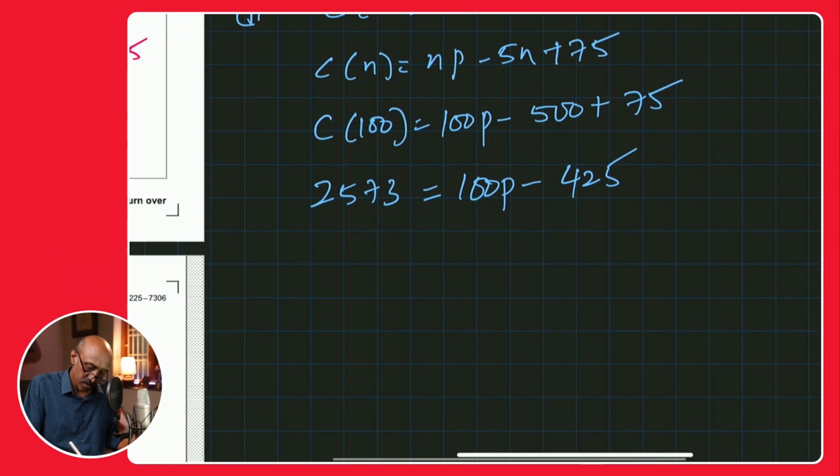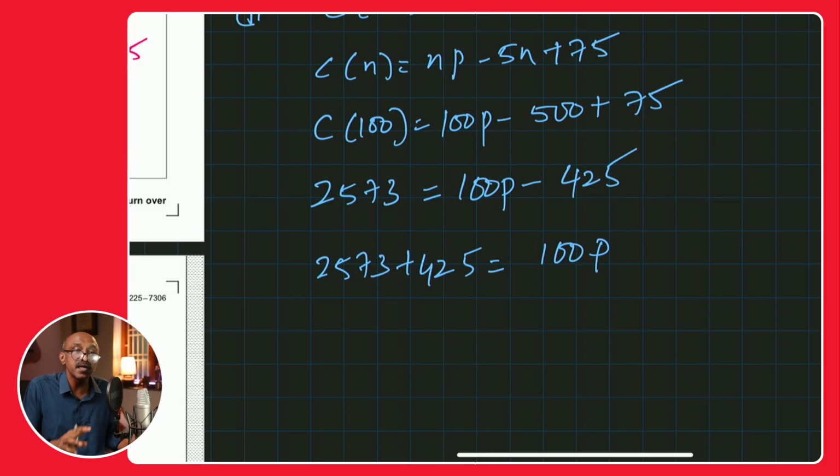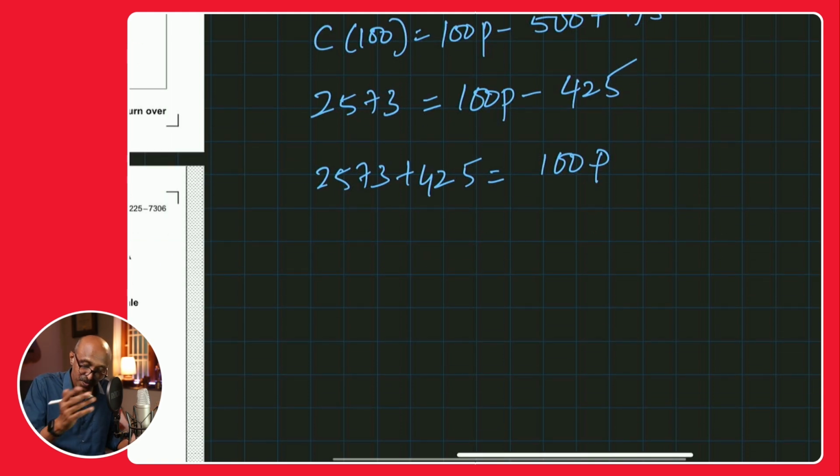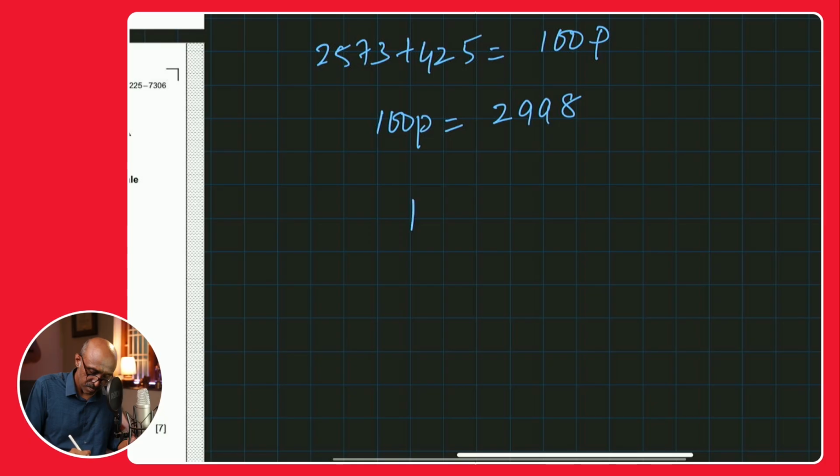So I'm going to get 2573 plus 425 is my 100p, and that's what we worked out. I'm going to rewrite that. This is the reason for problems in pages, as I said. When you enter on the calculator, you can make an error. So to be able to check your calculations, I think the best way is to have those problems in pages, organizing all your calculations. So what do I have? I have 100p, just rewriting it the other way around, 2998, and that means P is 29.98 euros. I hope this is clear.